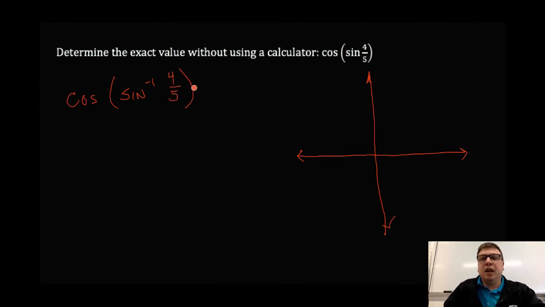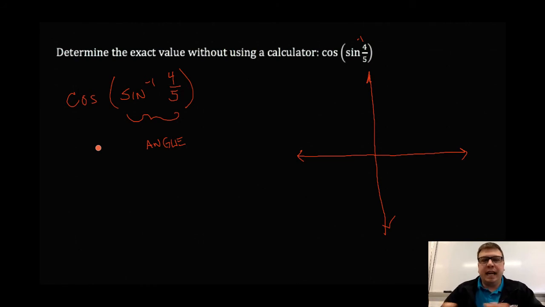All right. It should read that this is a -1 for my exponent. So what I'm doing is I'm trying to find the inverse sine of 4/5. And then I need to figure out the cosine of whatever that comes out to be. So let's think about this. This right here is going to give me an angle. Then when I take the cosine of an angle, I get back to a trig value.